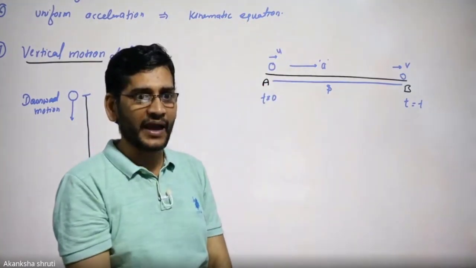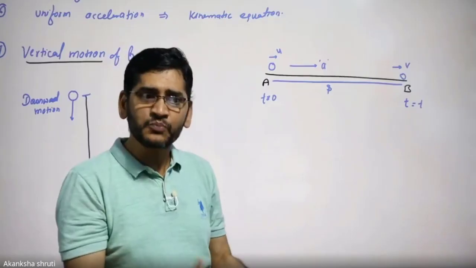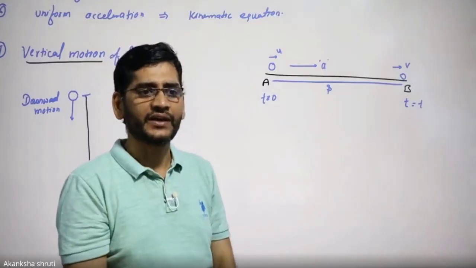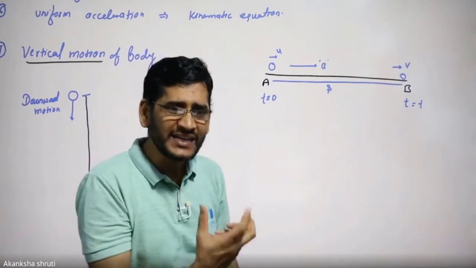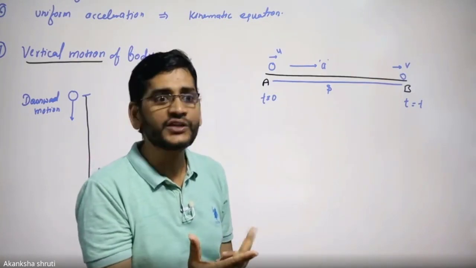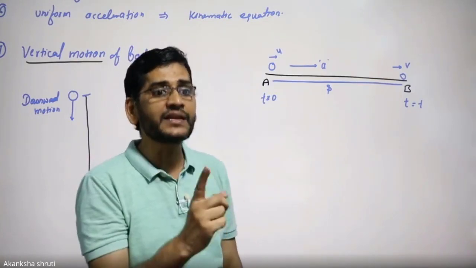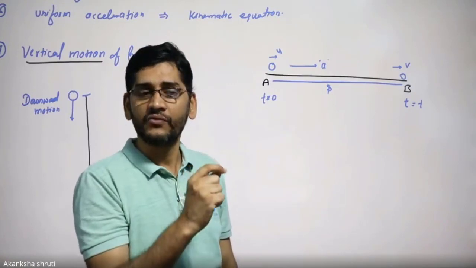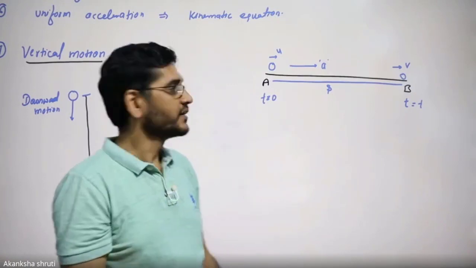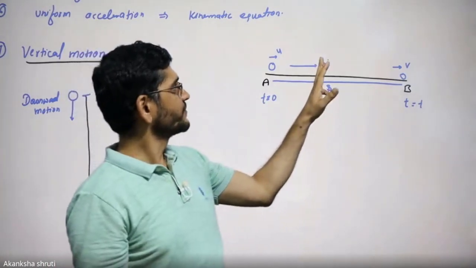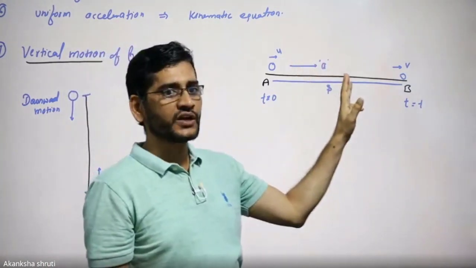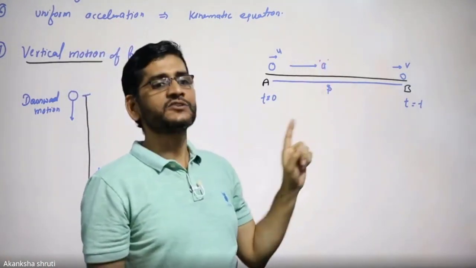Why is it coming back? Because the earth is pulling: gravity, that we have learned. This pulling force is called gravity, and because of this pulling force, the acceleration arises. That acceleration value is fixed when the body is moving vertically. This is the difference from horizontal motion, where the acceleration is not fixed.